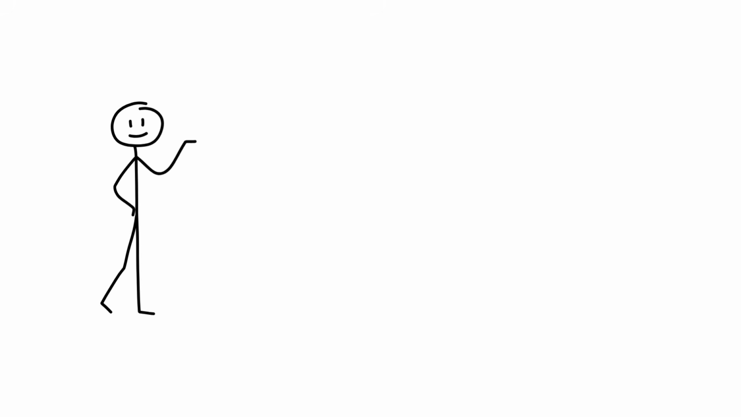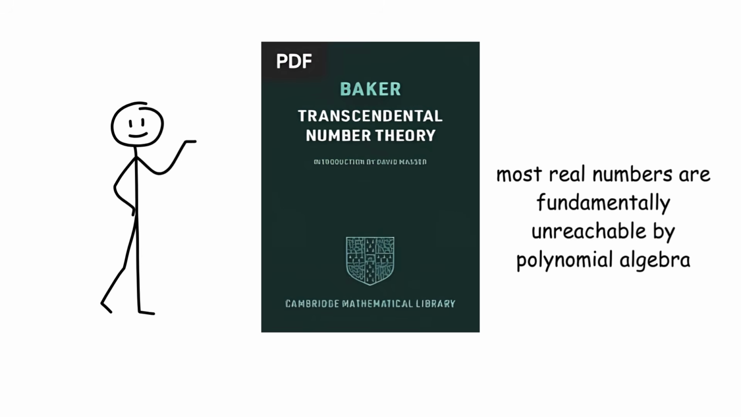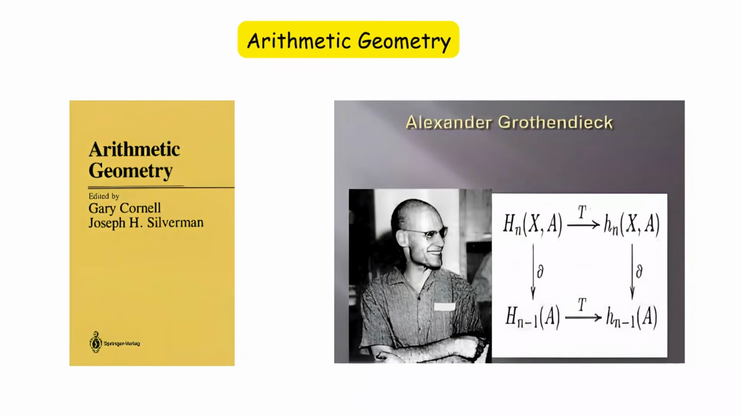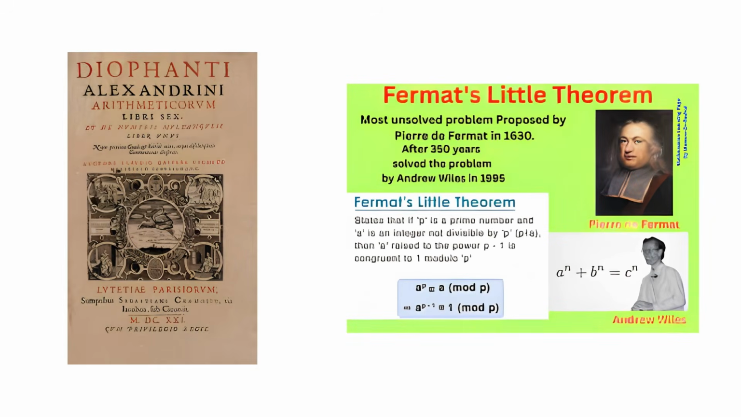Thanks to the rarity of provable transcendence results, transcendental number theory reveals that most real numbers are fundamentally unreachable by polynomial algebra. Arithmetic geometry, synthesized through the work of Grothendieck, Weil, and Deligne in the 20th century, is based on earlier ideas from Diophantus, Fermat, and Poincaré.